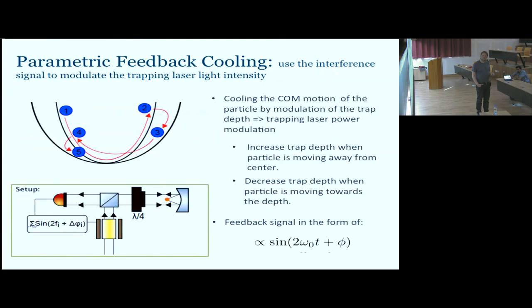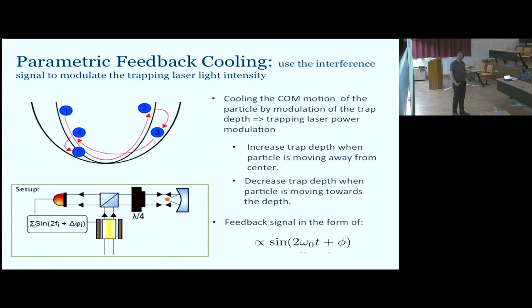So now you detect the signal, you do this electronics trick here, and then you generate a signal, and that you give to an AOM, an acousto-optic modulator, which is modulating the intensity of the light which is passing through. And then you give this light back to the particle.